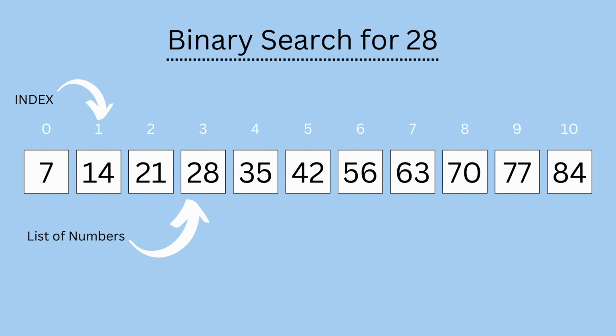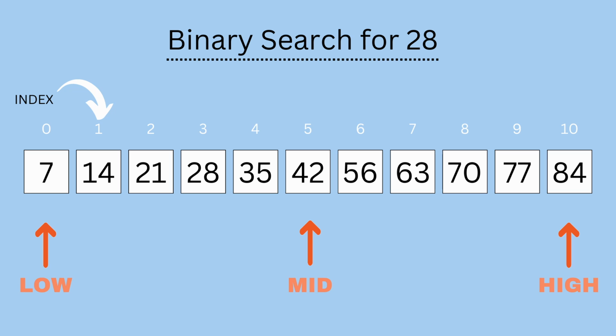Let's see how binary search algorithm works. We have a sorted list of elements with index value going from 0 to 10. We have numbers such as 7, 14, 21, 28, 35, 42, 56, 63, 70, 77, and 84. Let's see how we can use binary search to find 28. Here you can see the initial value at index 0 is considered to be low and value at index 10 is 84, which is considered to be high. Now when we add low plus high, which is index 0 plus index 10, and divide it by 2, we get the mid value, which is index 5, where the value is 42.